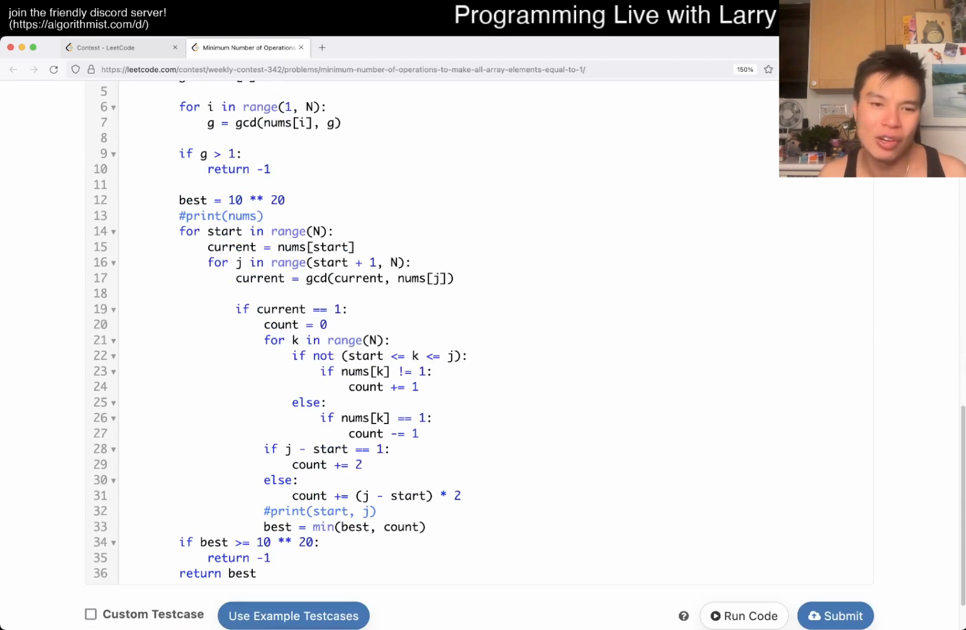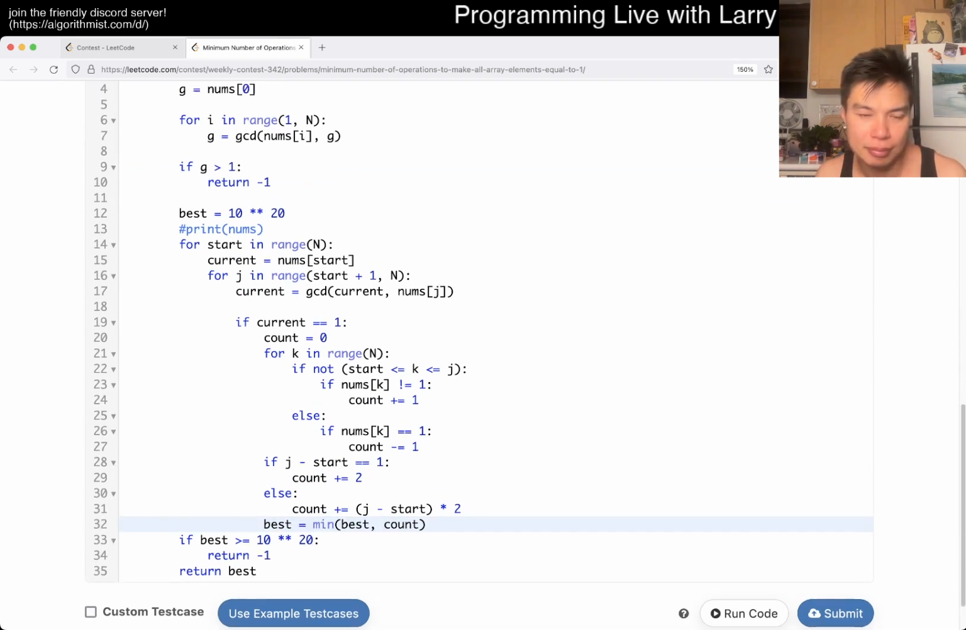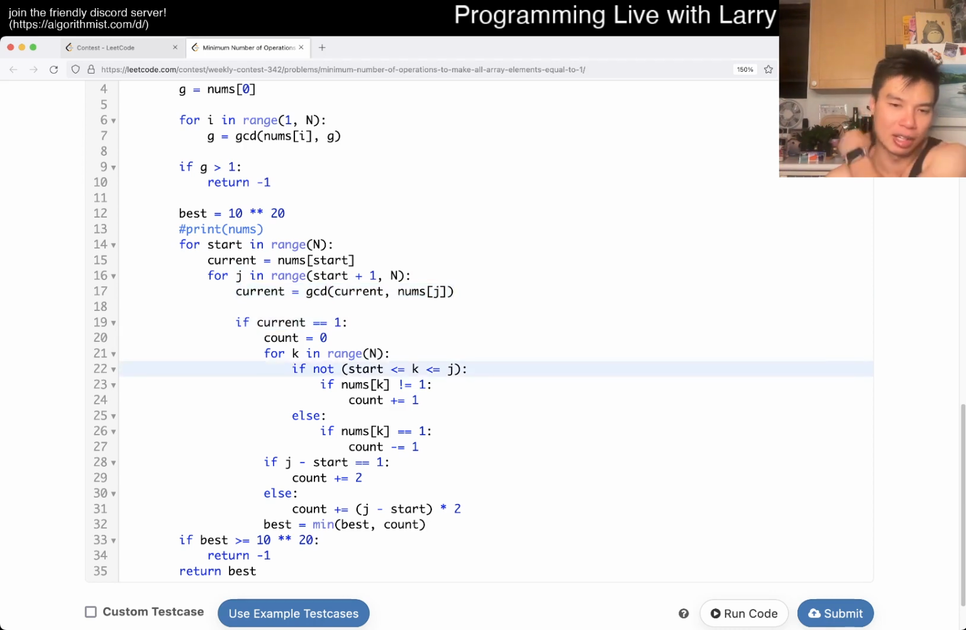So I wrote this code. It's kind of ugly, written during the contest. You probably could reduce another factor of n if you're really smart and careful, but I was not. And also n is 50, so I don't really need to be that much smarter. But basically, we go from start to j, and we do a running GCD to get the GCD of the substring. And if the GCD of the substring is 1, then we count the number of things that are inside and outside.